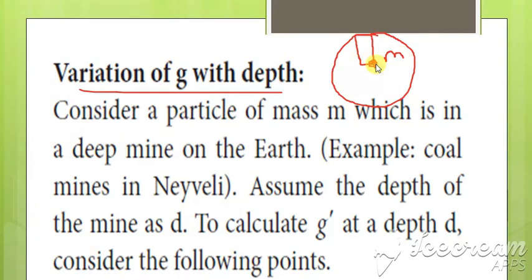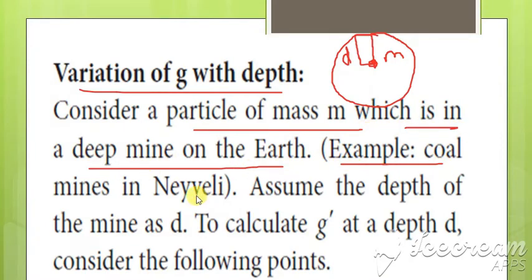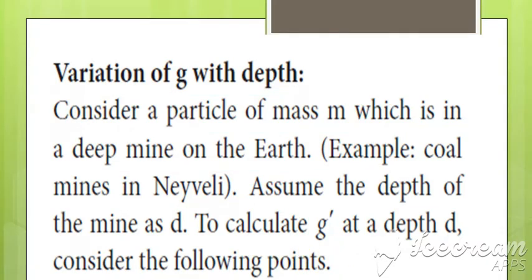a depth d. Okay, so consider a particle of mass m which is in a deep mine on the earth, for example coal mines in Neyveli. Assume the depth of the mine is d. Okay, so this is the depth which is represented as d. To calculate the g dash, consider the following points.